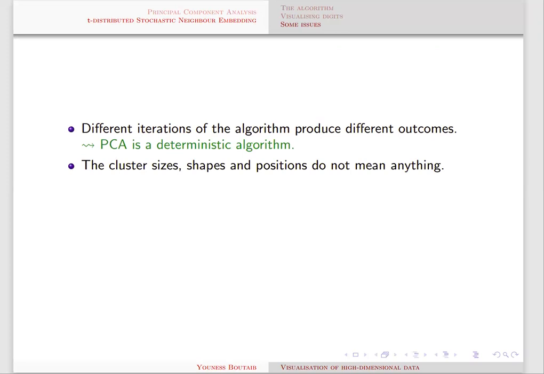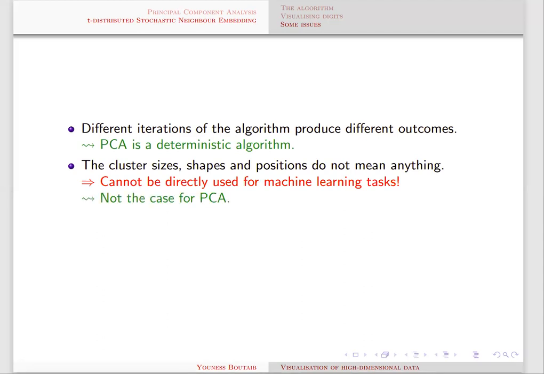Second, you must not read anything into the cluster sizes, shapes, and positions provided by t-SNE. t-SNE is purely for visualization, and the geometric configuration we get is one among many others that locally satisfies certain constraints. As such, we must not build on top of t-SNE in our machine learning algorithms. And again, this is not the case for PCA.